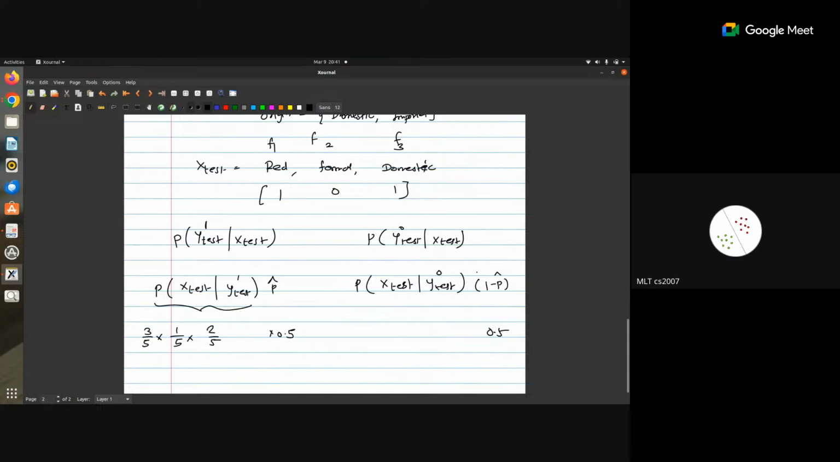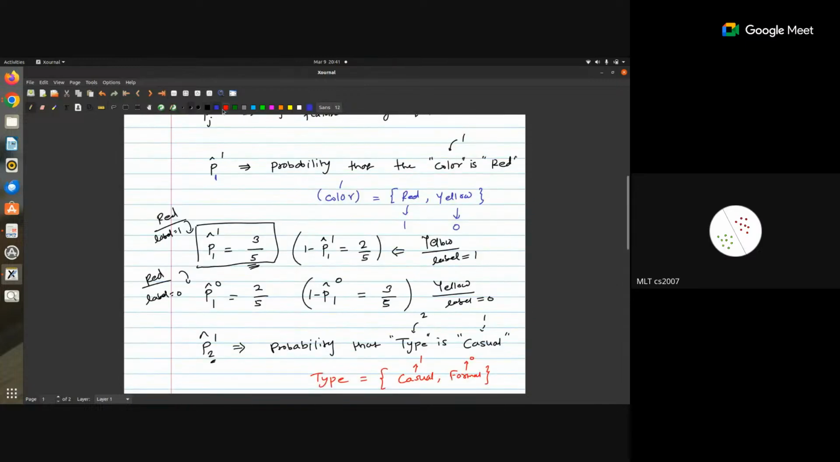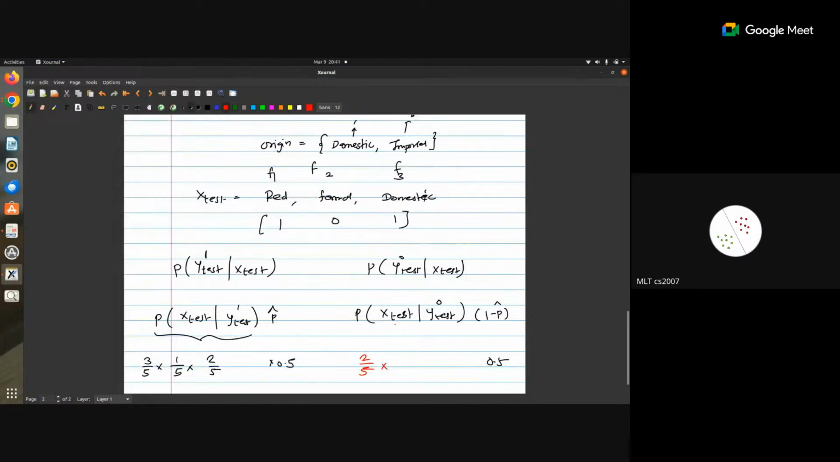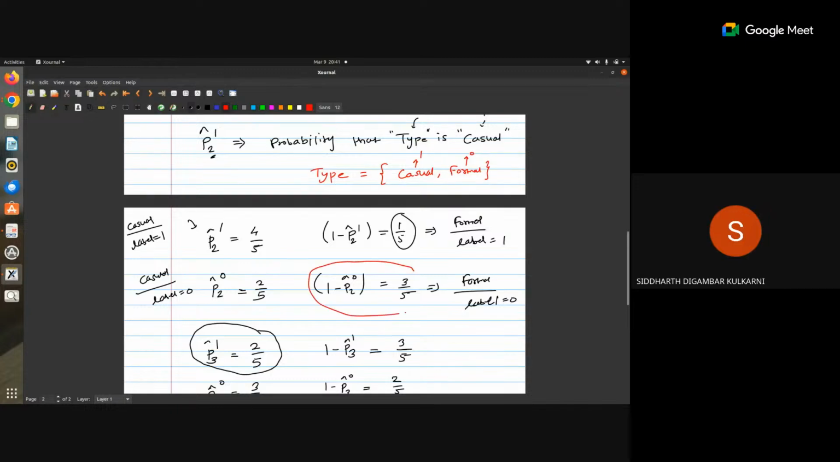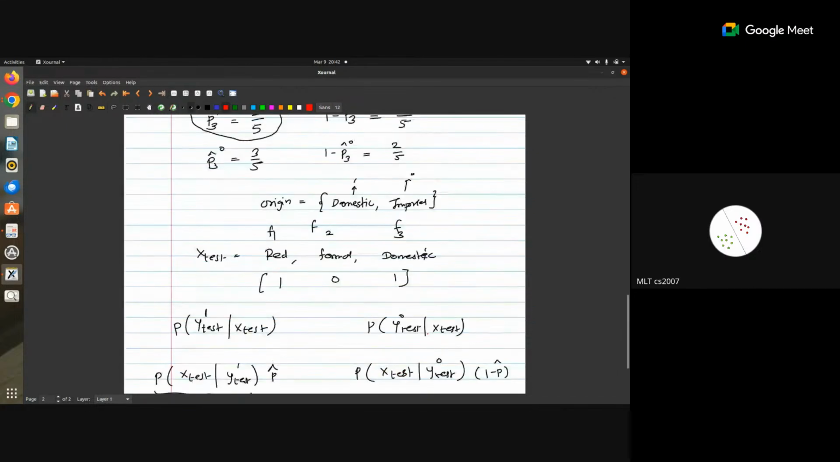Now, if it is red, given that the label is 0, I'll go back and check that it is red and the label is 0. I can say this probability is 2 by 5. 2 by 5 into, it is formal and the label is 0. Formal and the label is 0 has probability 3 by 5. Correct? So 3 by 5 into, now it is domestic and the label is 0.